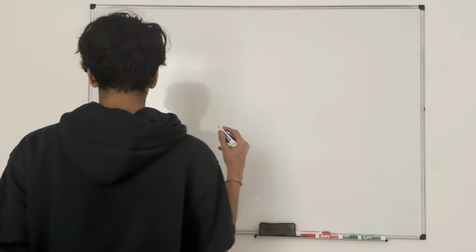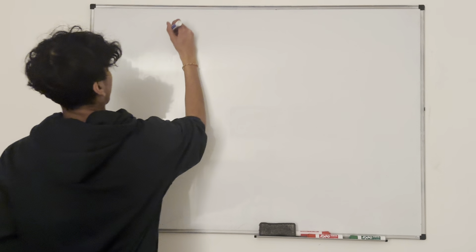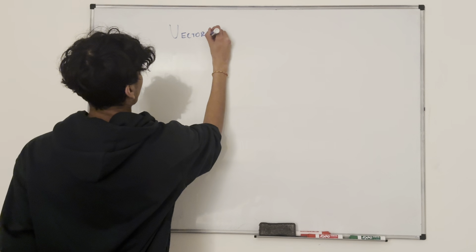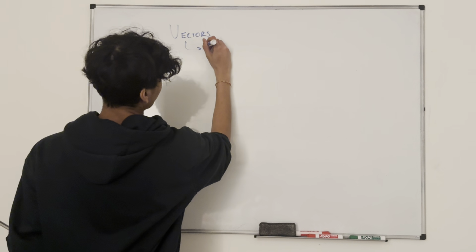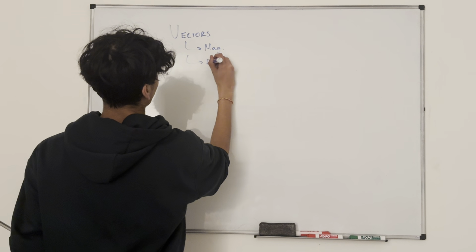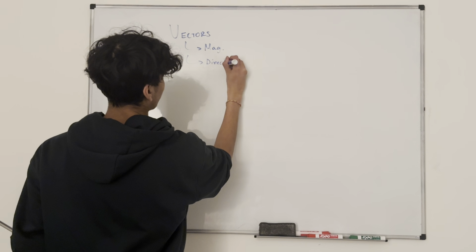So, let me draw a vector. I guess I'll write it down. A vector is a quantity that has a magnitude and a direction. It has to have both in order to be a vector.